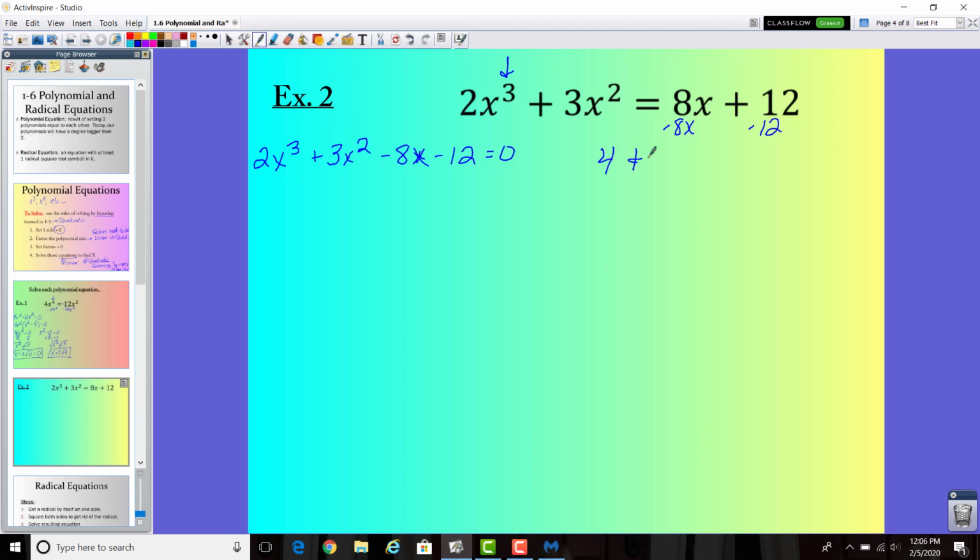So we have a 4-term polynomial whose GCF equals 1. We don't have a method that can factor this right now, so I'm going to teach you a new one. It is called factor by grouping.